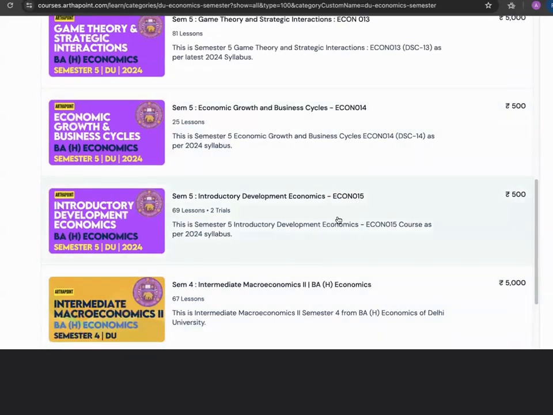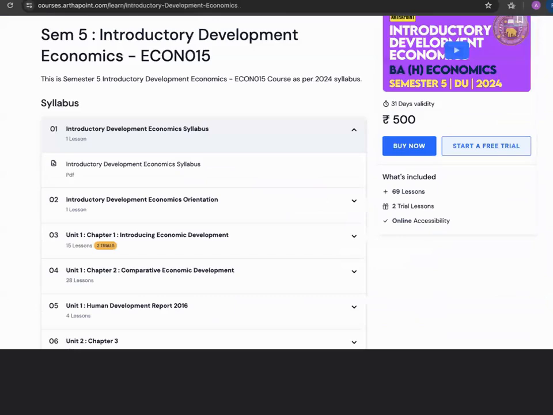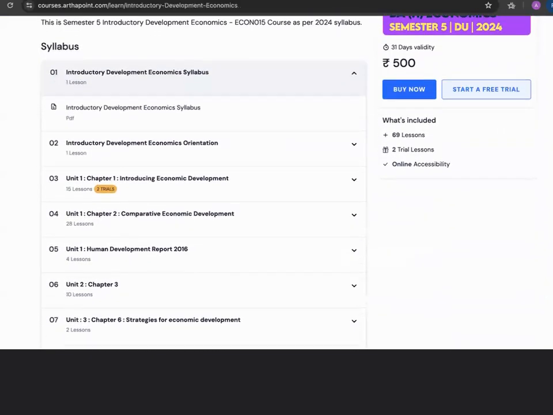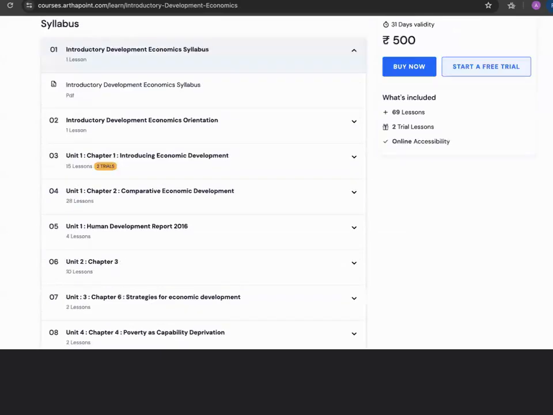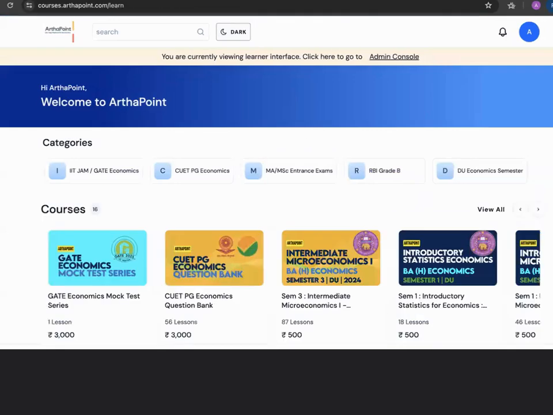And if you look into this introductory development economics, you can see that I have covered a lot of the course, even though it is an initiative. You can see that unit 1 is completely covered. You can see that unit 2 is covered, and you can see that unit 4 is also completely covered. In unit 3 also, we have covered one chapter. So this is the link to our portal. You can have a look at the various courses.